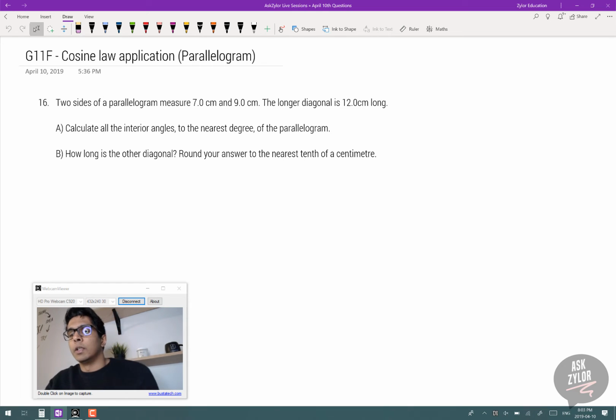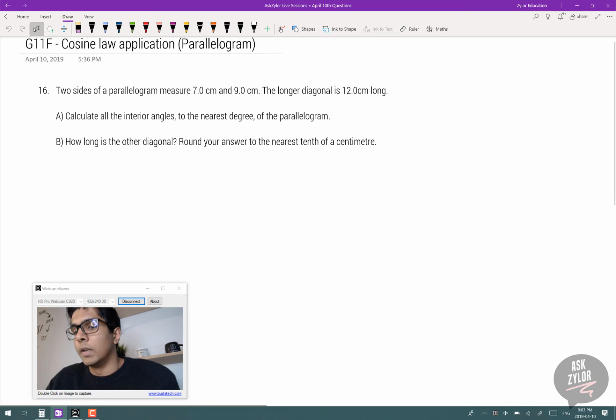Okay, so this first question is from grade 11 functions, so it's dealing with the cosine law. The question is telling me that there are two sides of a parallelogram measuring 7 centimeters and 9 centimeters. The long diagonal is 12 centimeters long. So calculate the interior angles to the nearest degree, and the second part is asking how long is the other diagonal, rounding your answer to the nearest tenth.